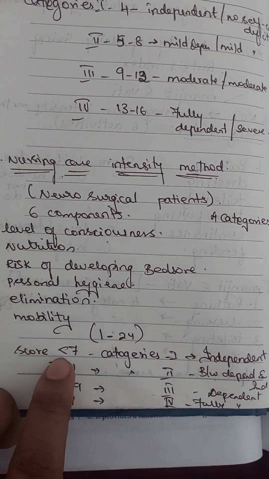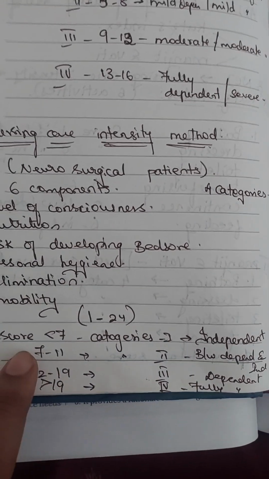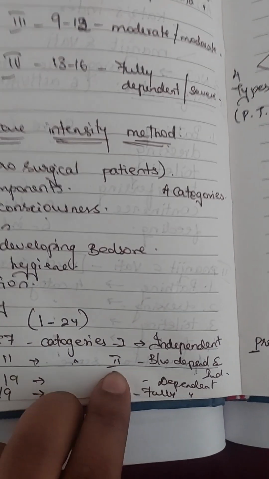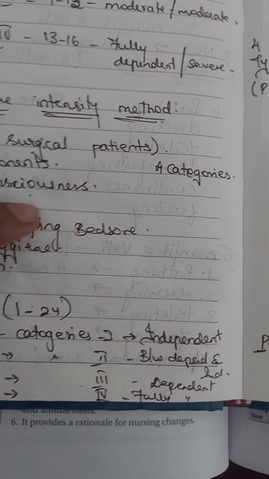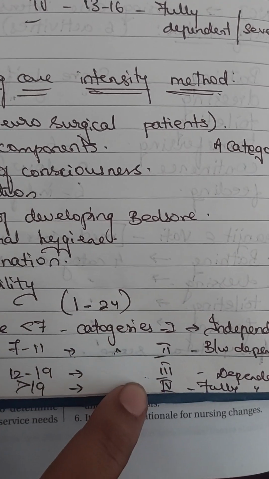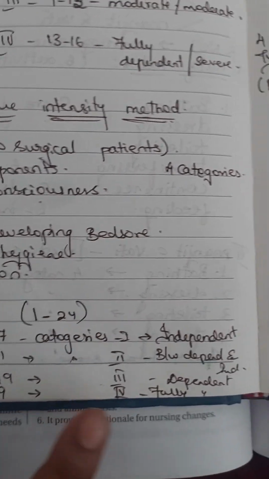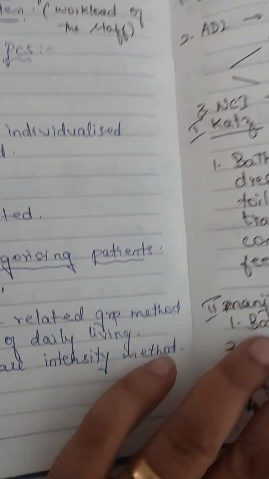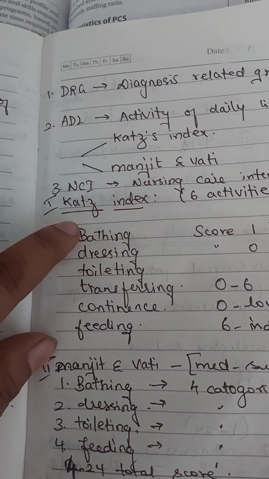If the patient gets a score of less than 7, it is category 1 and he is independent. A score of 7 to 11 is category 2, between dependent and independent. A score of 12 to 19 is category 3 and dependent. If the score is more than 19, it is category 4 and fully dependent. So that's all about the methods of categorizing patients: the DRG method, ADL and NCI.